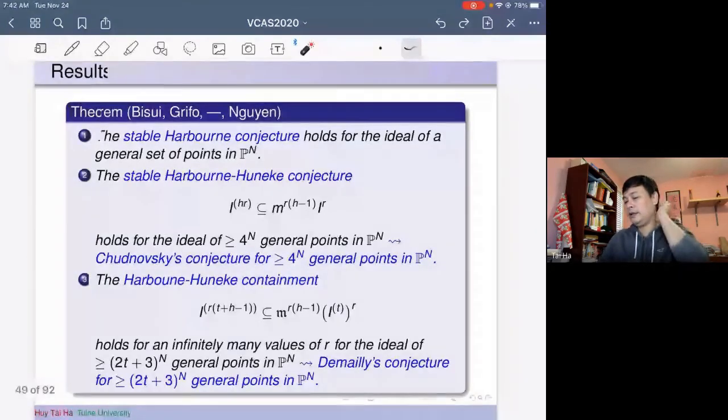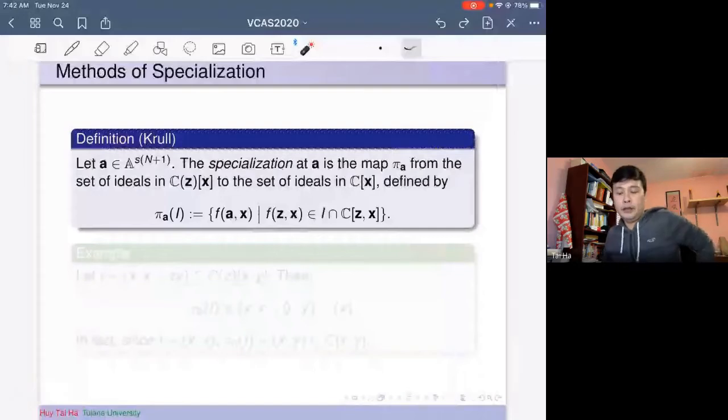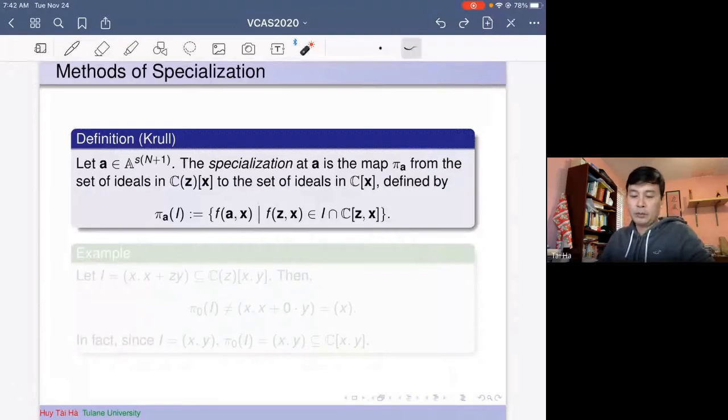Let me now describe our method. And actually, this is not new in this area of work. People have used this method before.